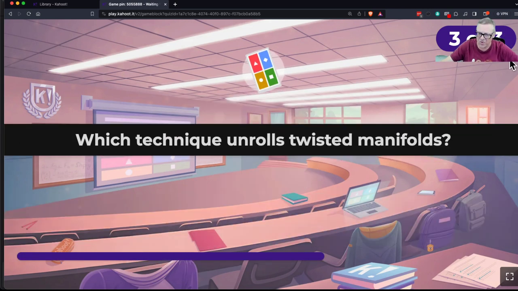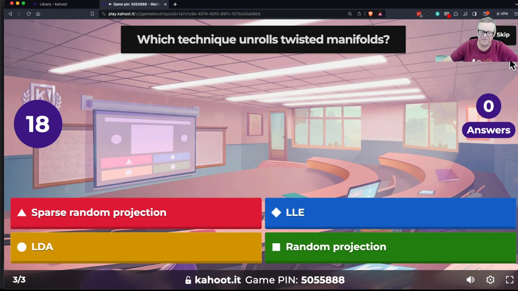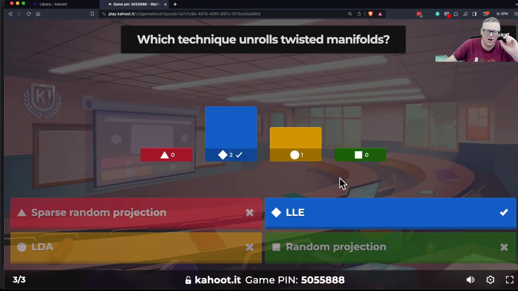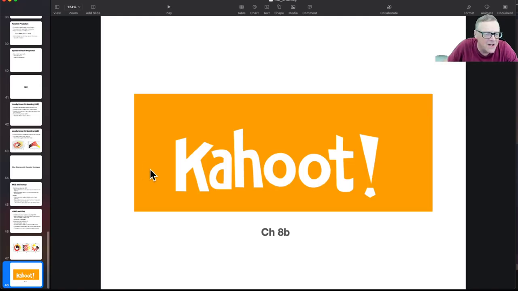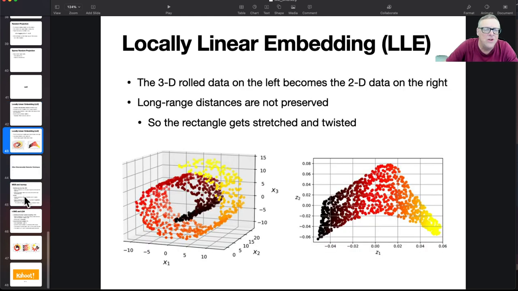All right, what techniques unroll twisted manifolds? All right, that's LLE, which is locally linear, and I'm not sure what the third word is, so let me go back and look. Locally linear embedding is the one that follows this curve and keeps the local distances preserved, although not long-range distances.